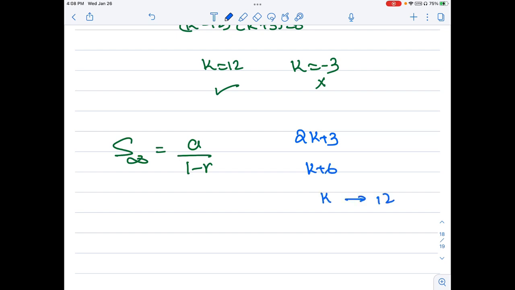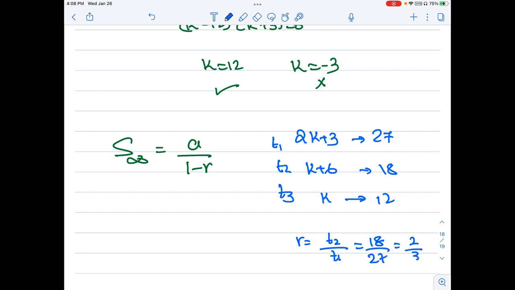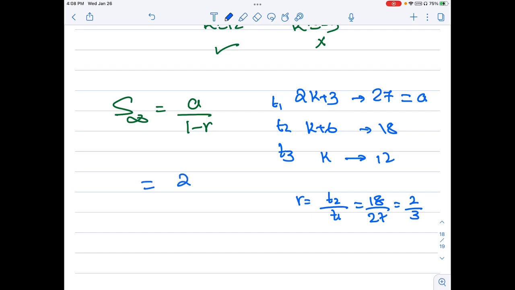k is 12, so this is 18. This is 2 times 12 is 24, 27. So this is T1, T2, T3. Common ratio is T2 upon T1, which is 18 upon 27, which is 2 upon 3. And the first term is a. So it becomes 27 upon 1 minus 2 upon 3, which is going to be 81.